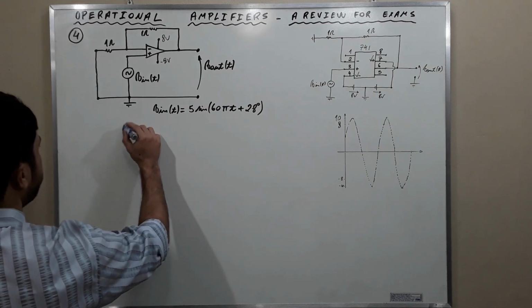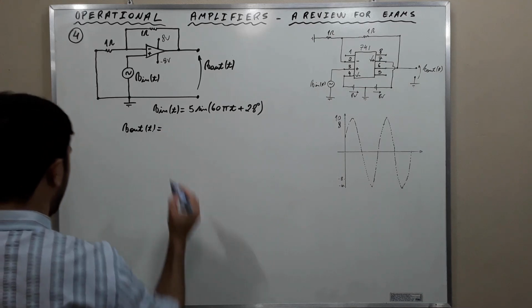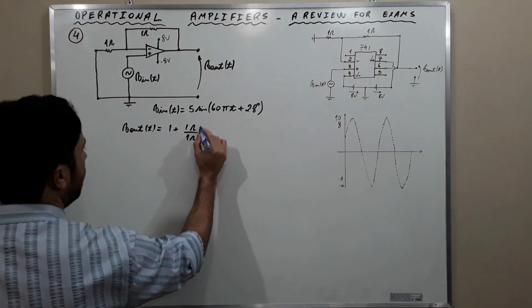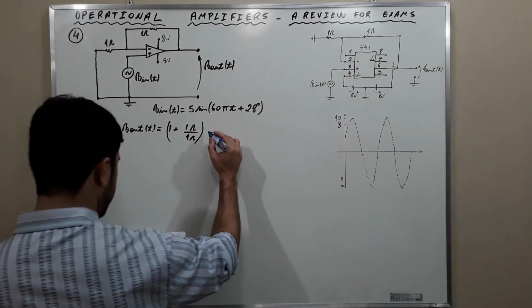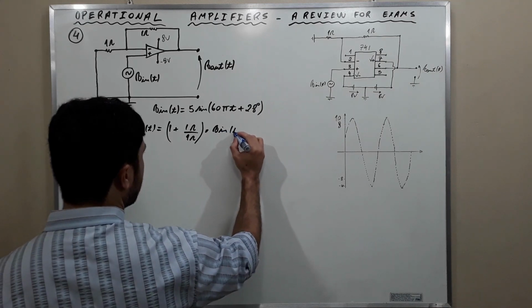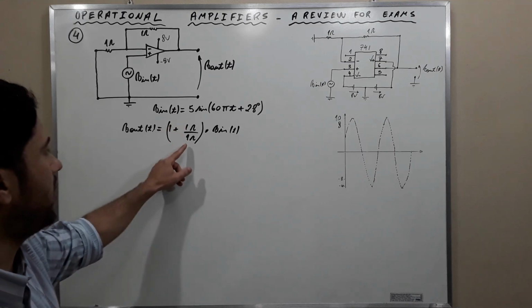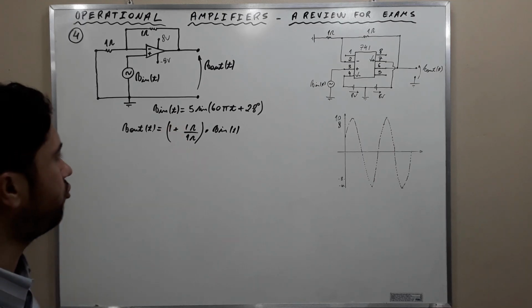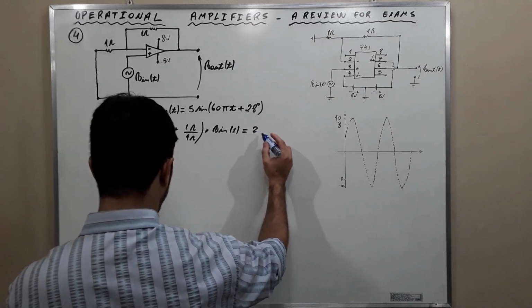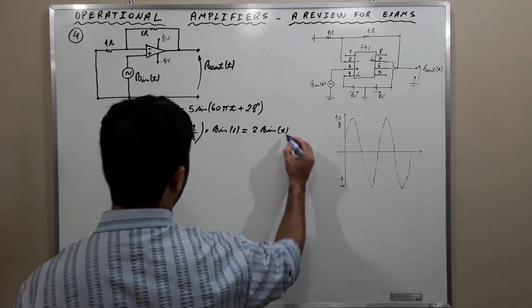V out of t is equal to 1 plus 1 ohm over 1 ohm times V in of t. Okay? 1 divided by 1 is 1, plus 1 is 2. Then V out is equal to 2 times V in of t.